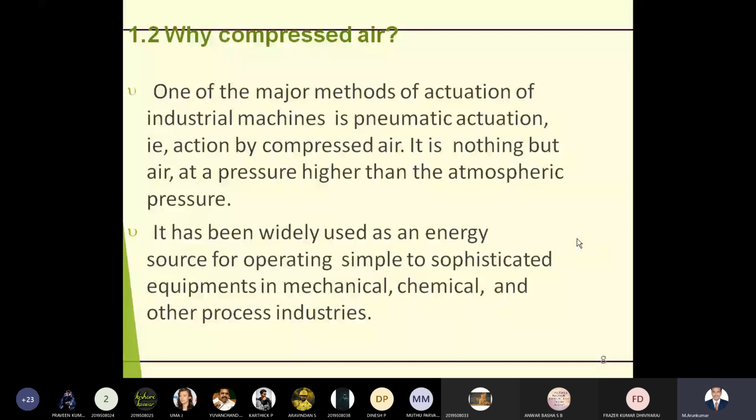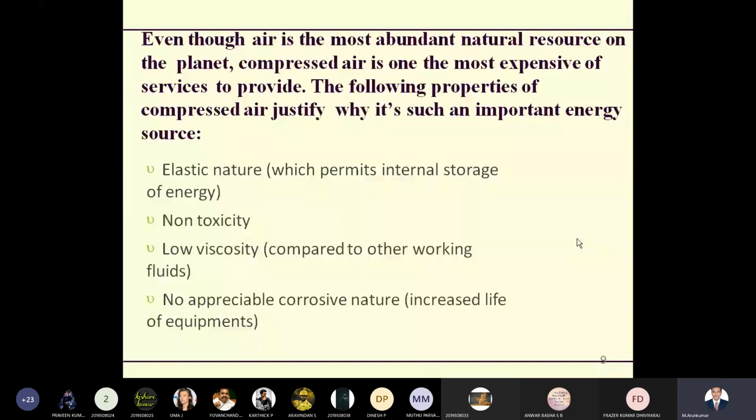So in all industries, we use this source, compressed air, for operating simple and sophisticated equipment. Even though air is the most abundant natural resource on the planet, compressed air is one of the most expensive services to provide. You know very well, air is the most abundant natural resource. So if air gets compressed, we can use this source to some extent.